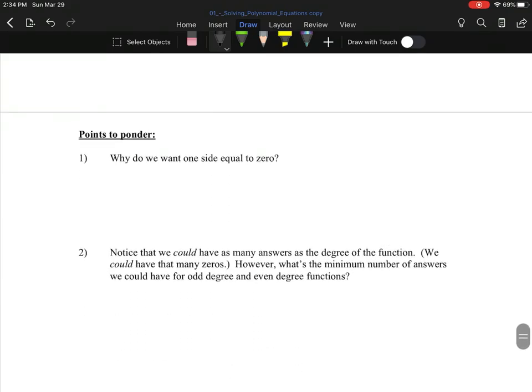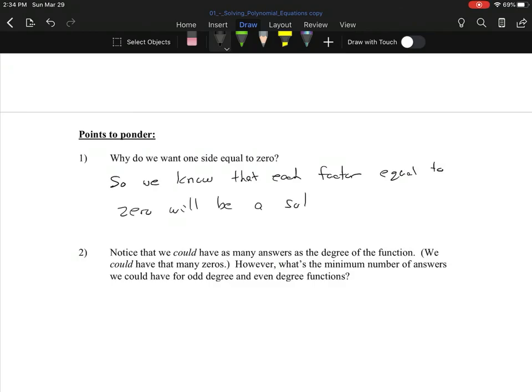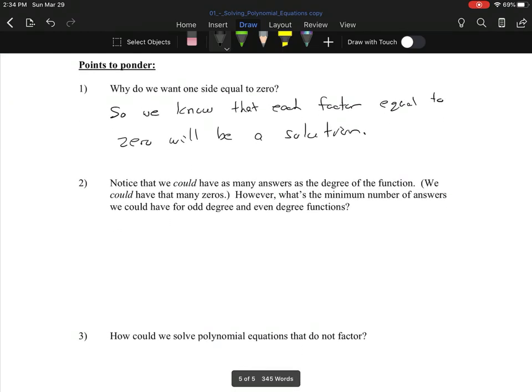There we go. So points to ponder, why do we want one side equal to 0? So we know that each factor equal to 0 will be a solution. No other number on the right side does that.